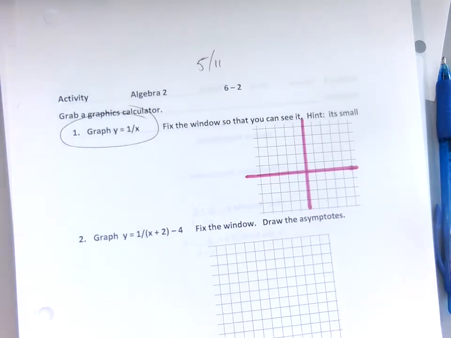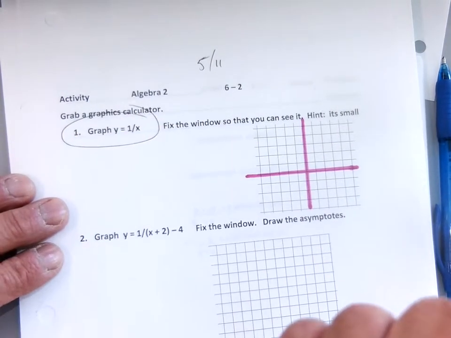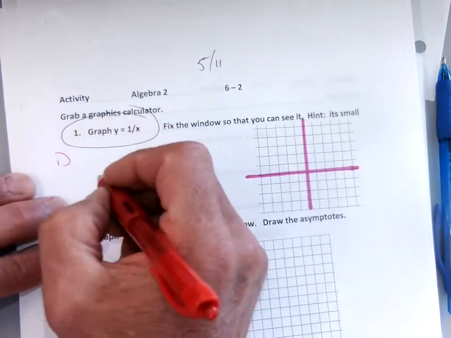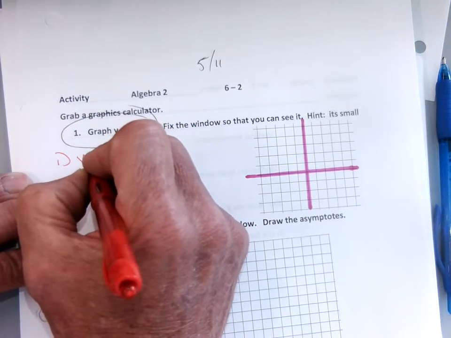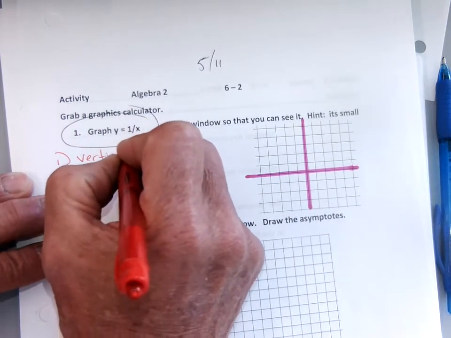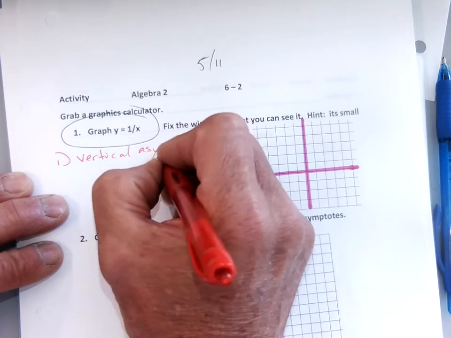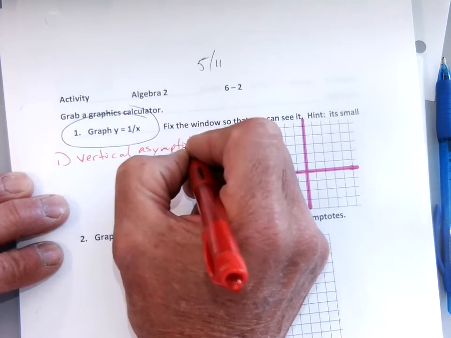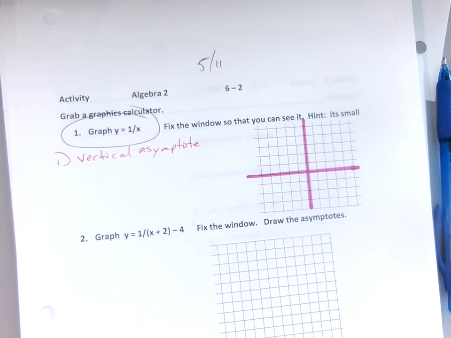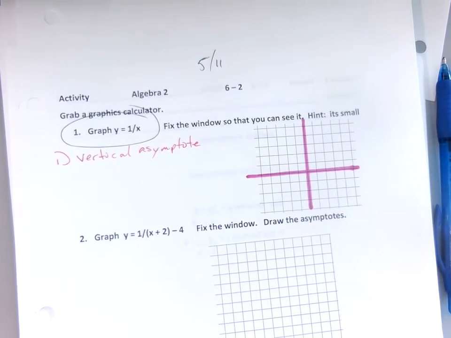So first, one, vertical asymptote. Write that down. Vertical asymptote, okay? It's on the other side. I know, I'm doing this side first. Oh, sorry. No, it's okay. It's all right. Vertical asymptote.